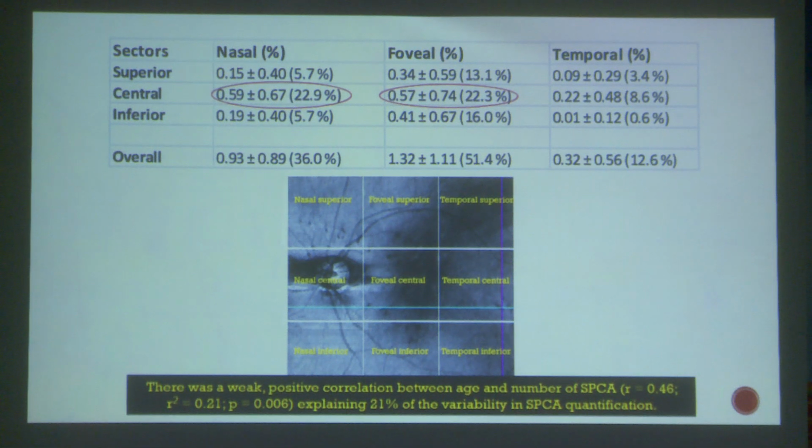Statistically, we also noted that there was a weak positive correlation between the age and the number of SPCA vessels. The R square was 0.21, which explained that 21% of the variability in SPCA quantification was attributable to age.